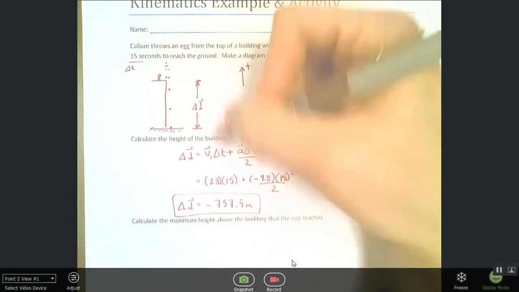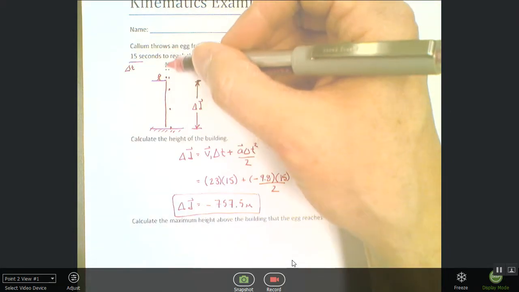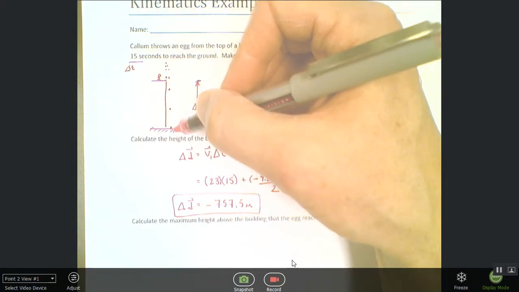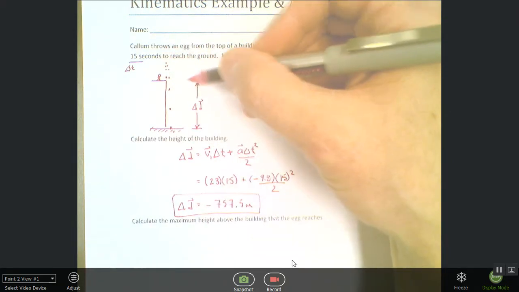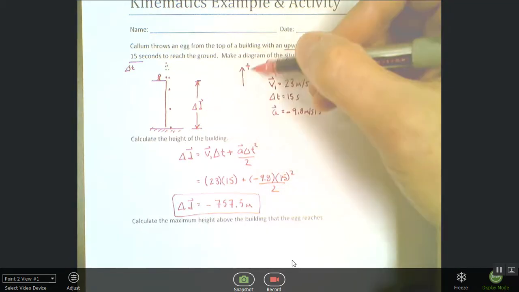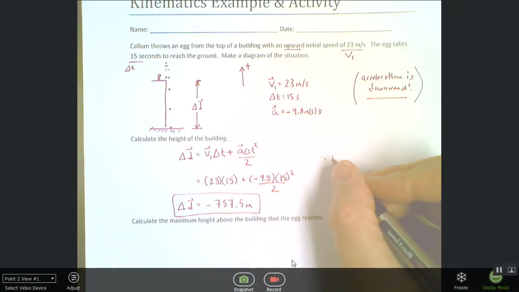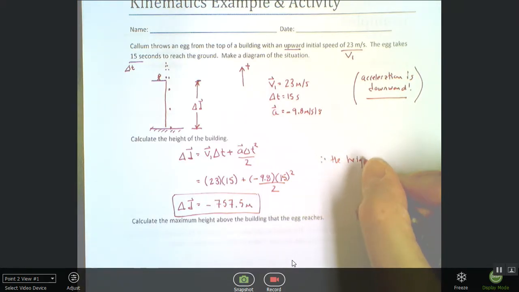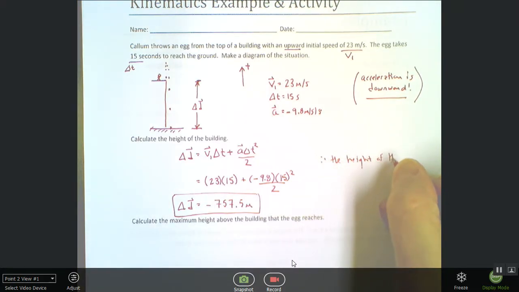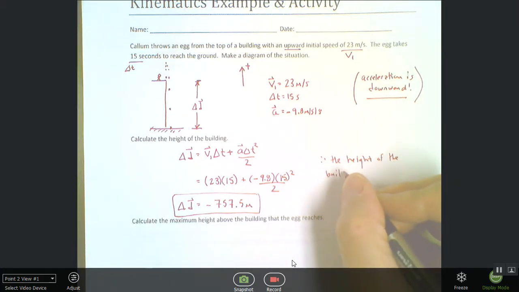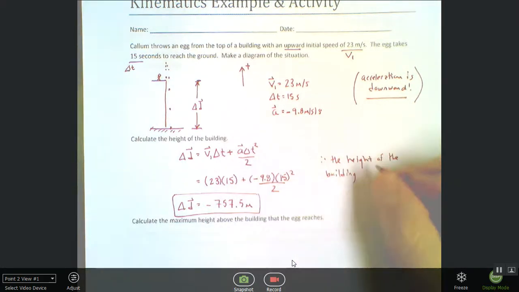So hence, by finding the displacement over the total time it took to go up and come down, we got a negative because we are below where we started and we made up positive. So therefore, the height of the building from our diagram is 758 meters approximately.